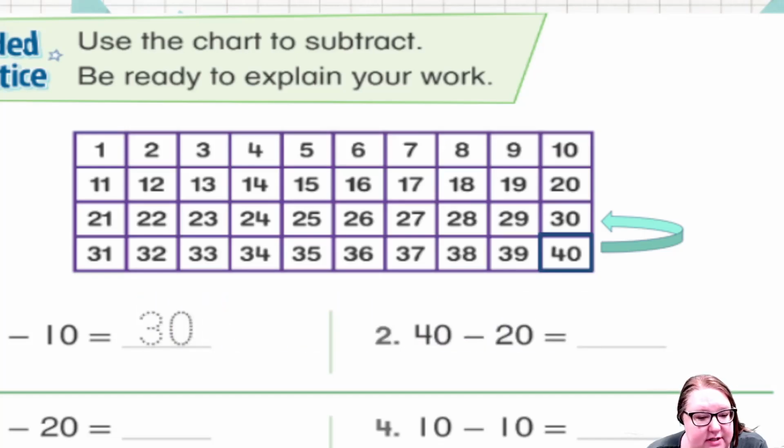And they can do the same thing with the next one. We start at 40, we circled it, and now we're going to count up 2 times because 2 tens and each row is 10, they know. So 10, 20, and our answer is 20.